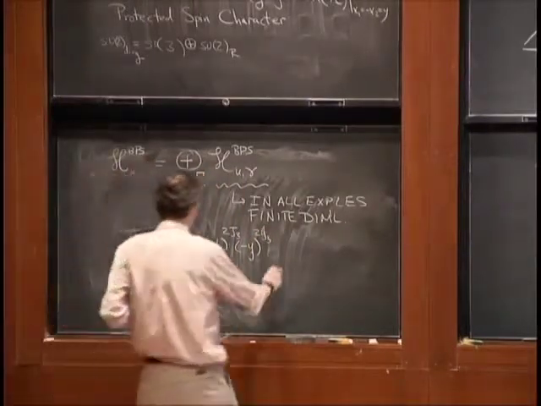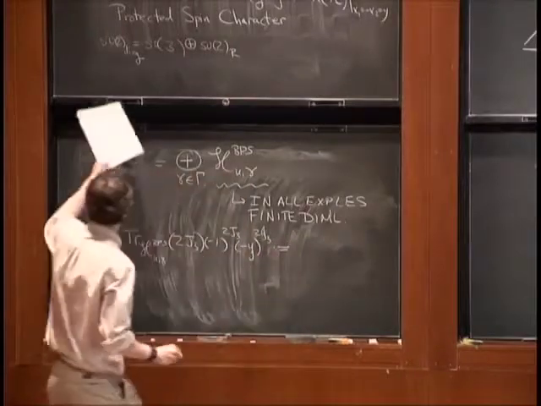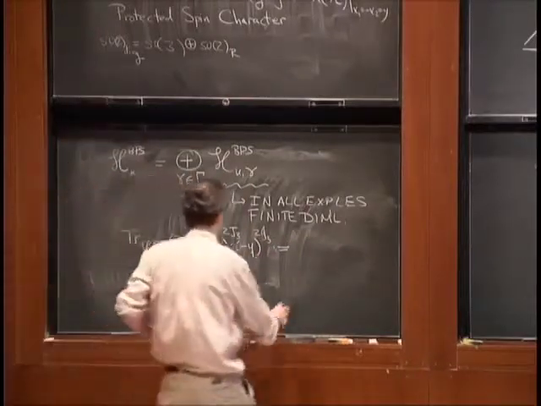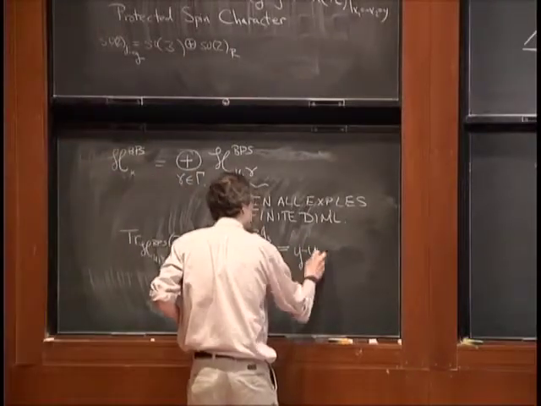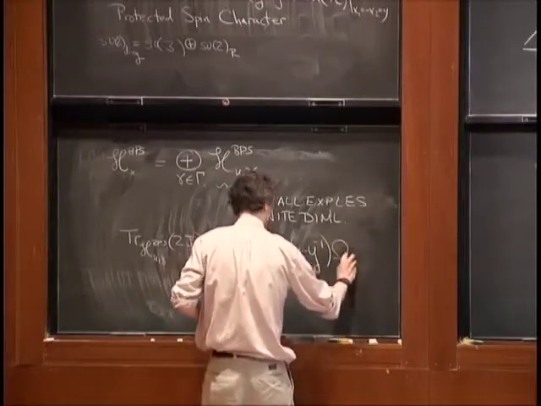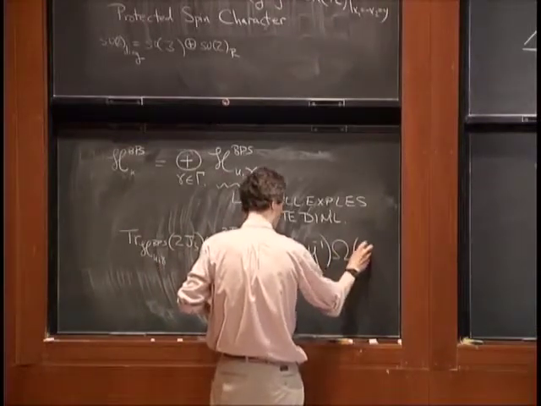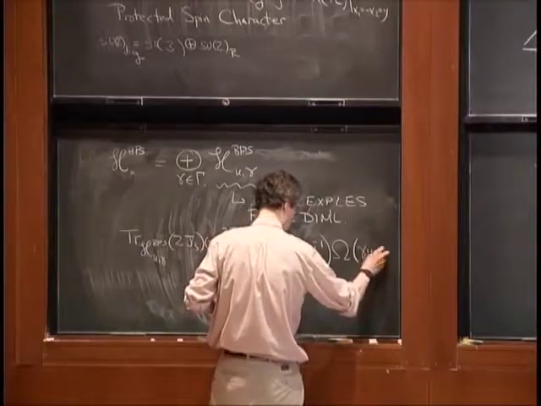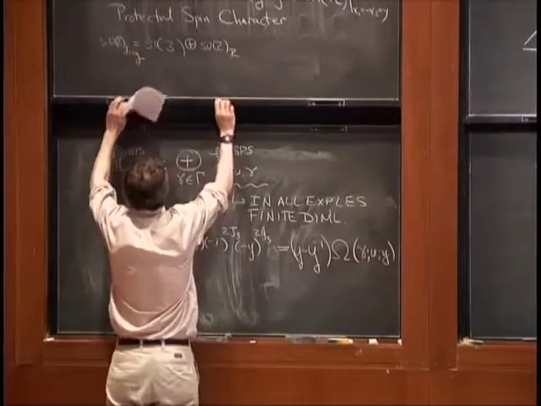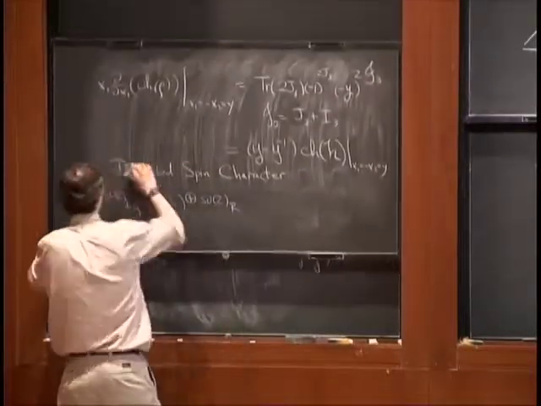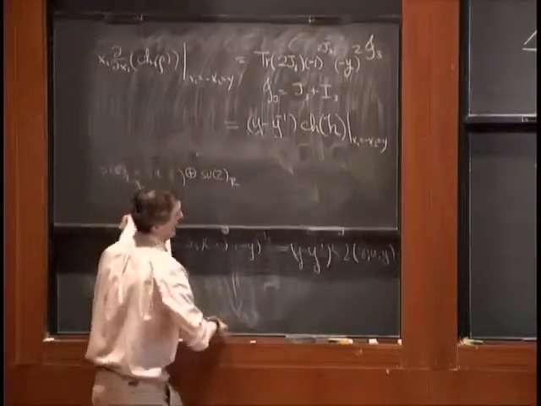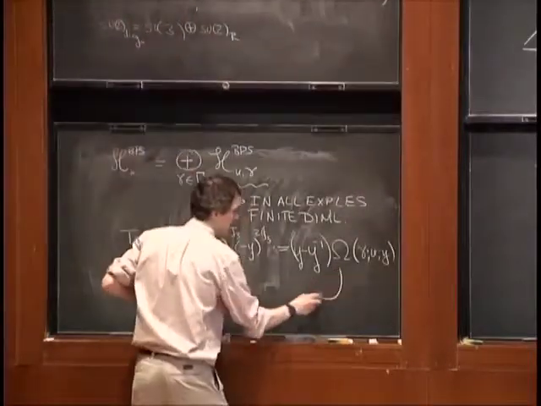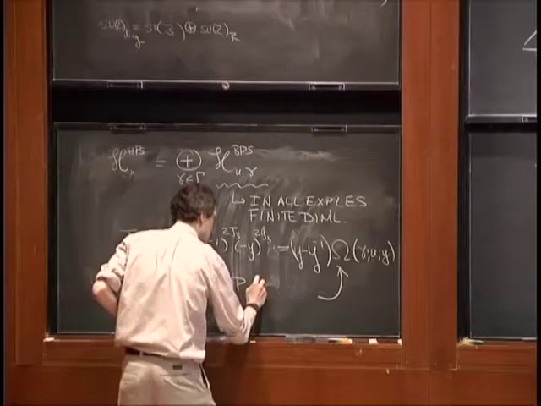And we can define the protected, actually, that's not quite the protected spin character. We pull out this factor of y minus y inverse, since it's always appearing, and we call the remainder the protected spin character. So it's getting carried away here. This is the protected spin character.